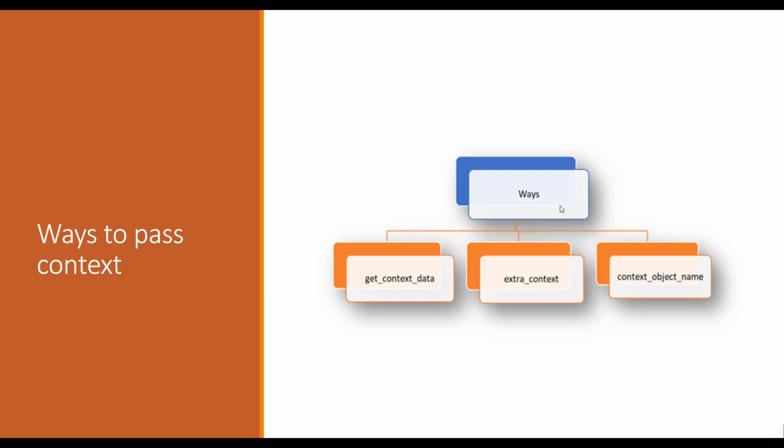The first one involves the get_context_data method. The second involves the context_object_name variable, and the other is by modifying the extra_context variable. So let's see how each method works one by one with the help of an example. Firstly, we discuss the get_context_data method.